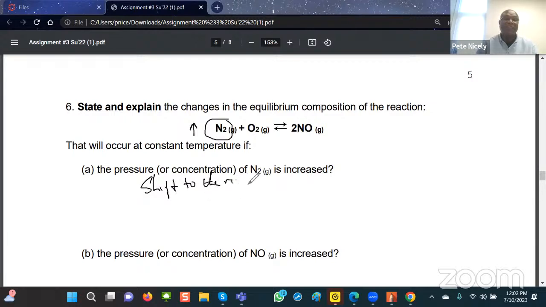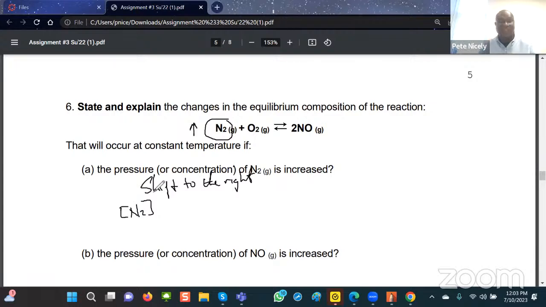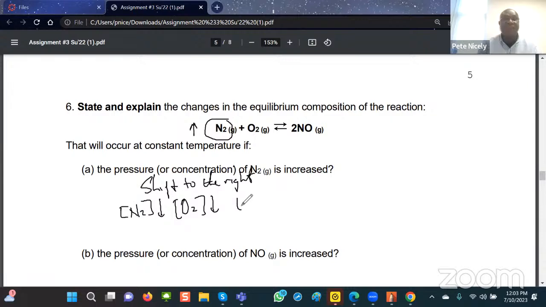So what's going to happen to the concentrations? Let's start off with the nitrogen. Will that increase or decrease? It will decrease. Yes, you're indeed correct. So the concentration of nitrogen will decrease. What about the concentration of the oxygen? Also decrease. And what about the concentration of the NO? Increase. Exactly. So that's basically the answer for the A part. Any questions about this one?